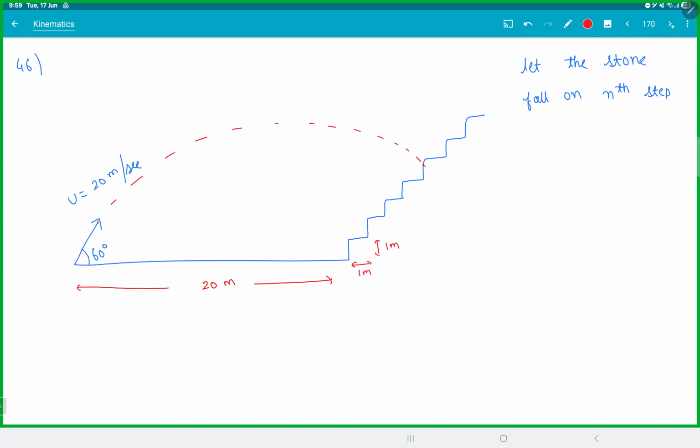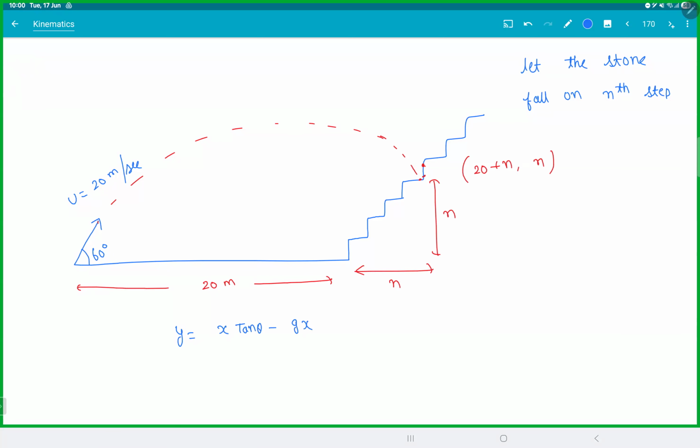So then this coordinate will be, if it falls on the nth step, it will travel horizontally 20 meters plus n and it must have gone to a height of n. So this coordinate will be (20 plus n, n). So indirectly, didn't I give you x and y coordinates? I gave you u. I gave you theta. Which equation fits all this data? Equation of trajectory. y is equal to x tan theta.